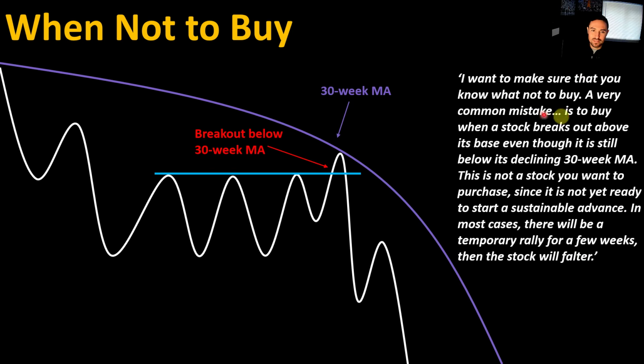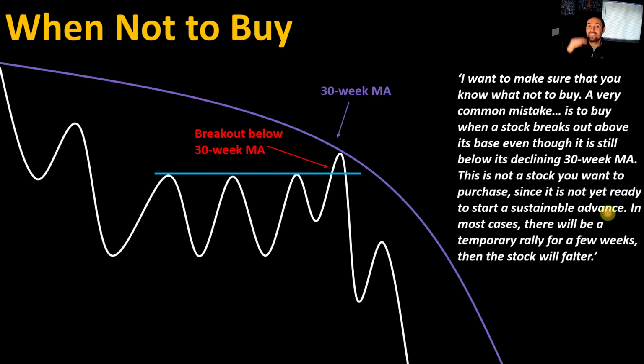A very common mistake is to buy when a stock breaks out above its base, even though it is still below its declining 30-week moving average. So for Stan, it's still in the definition of a downtrend. So he's saying don't buy breakouts in downtrends when the price is below the 30-week moving average. This is not a stock you want to purchase since it is not yet ready to start a sustainable advance. It's more likely a base forming in the context of a downtrend.